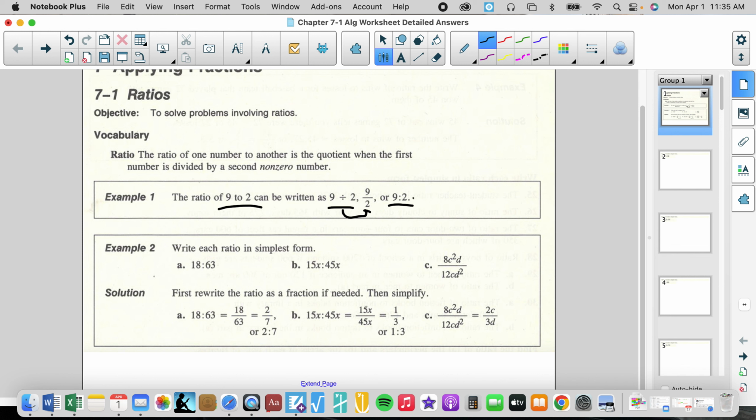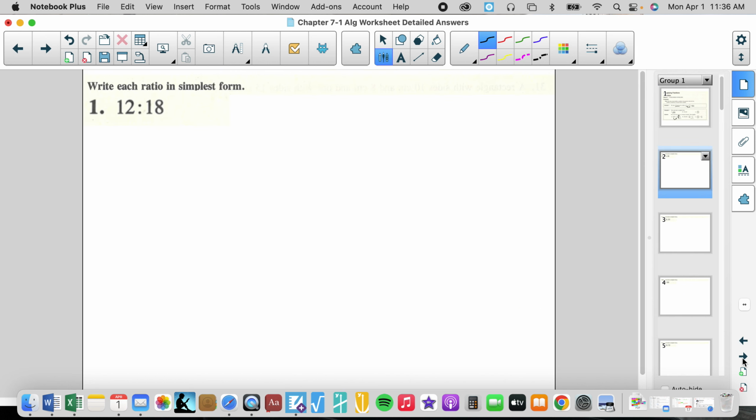Write each ratio in simplest form. That means we have to reduce them. So we're going to change it from a ratio to a fraction and then reduce it by the greatest common factor, which is 9 in this case. Whether they have variables shouldn't change it. You're going to just find a common factor of those. So we're going to write 12/18. Now we can do it with the GCF, which would be 6 in this case. Divide by 6, and we get 2/3.